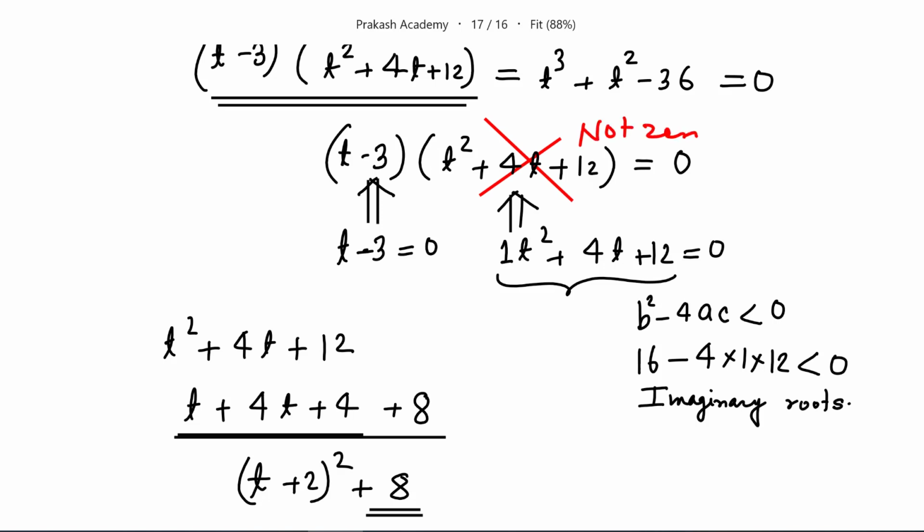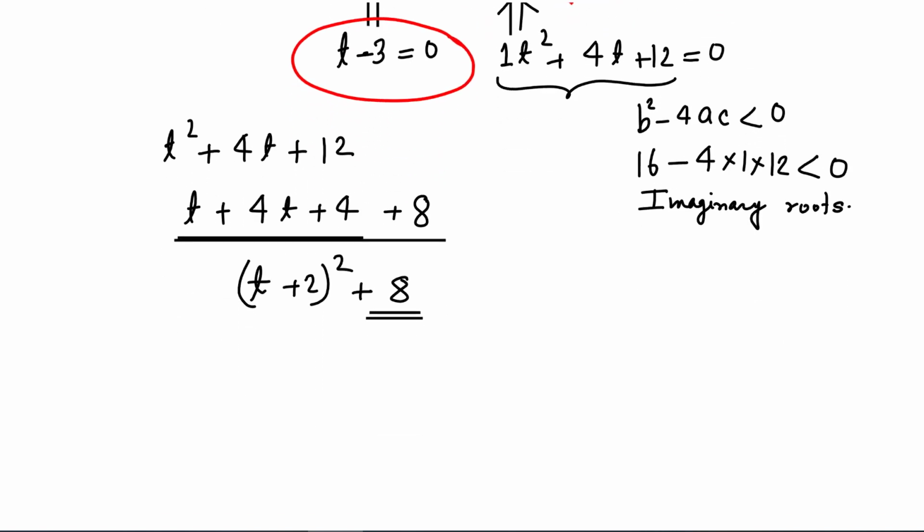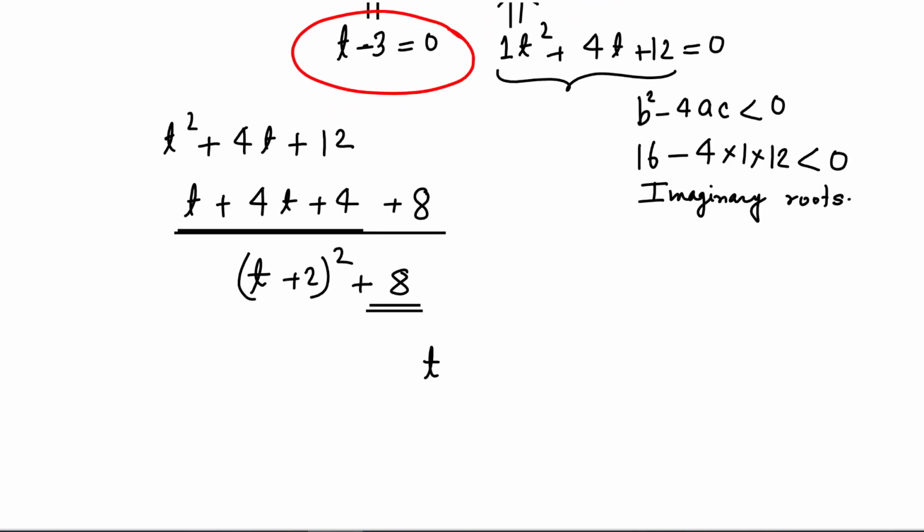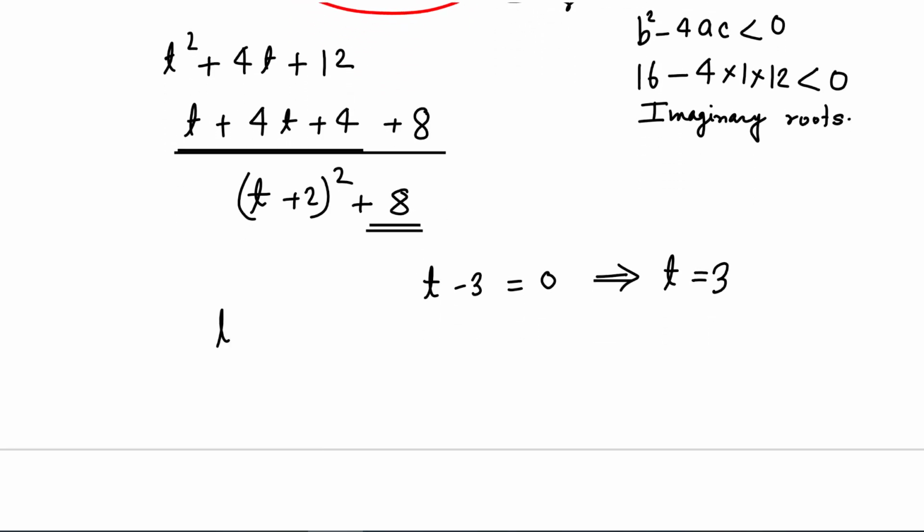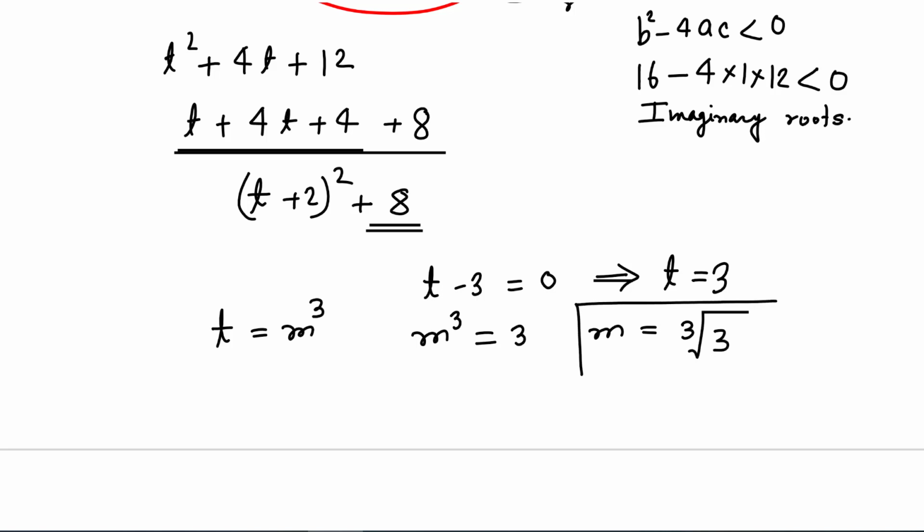So the only possibility is that t minus 3 is equal to 0. This means t is equal to 3. And we said earlier, what is t? t is m cube. So if you remember, t is equal to m cube. So I can write m cube is equal to 3. This means m is equal to the cube root of 3. So this will be the answer for this problem.